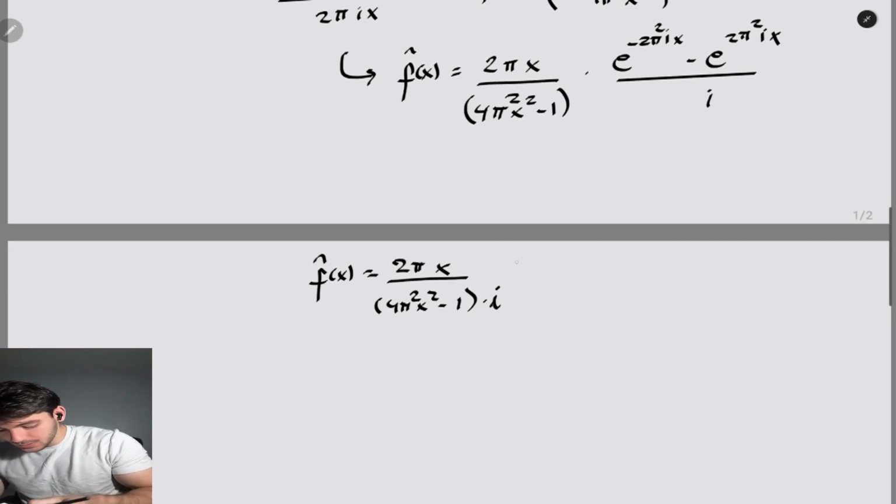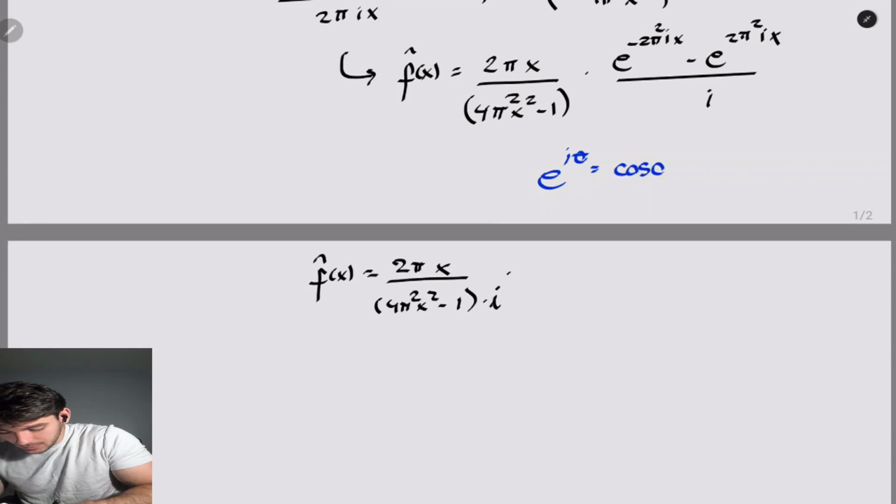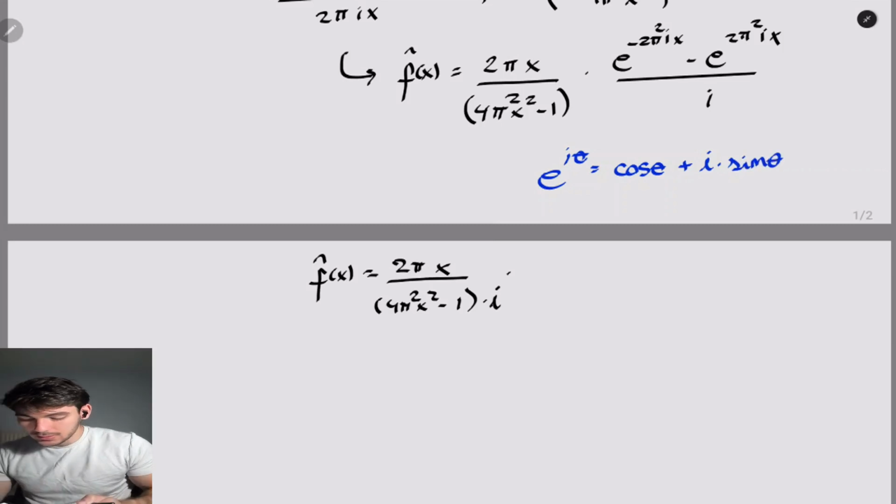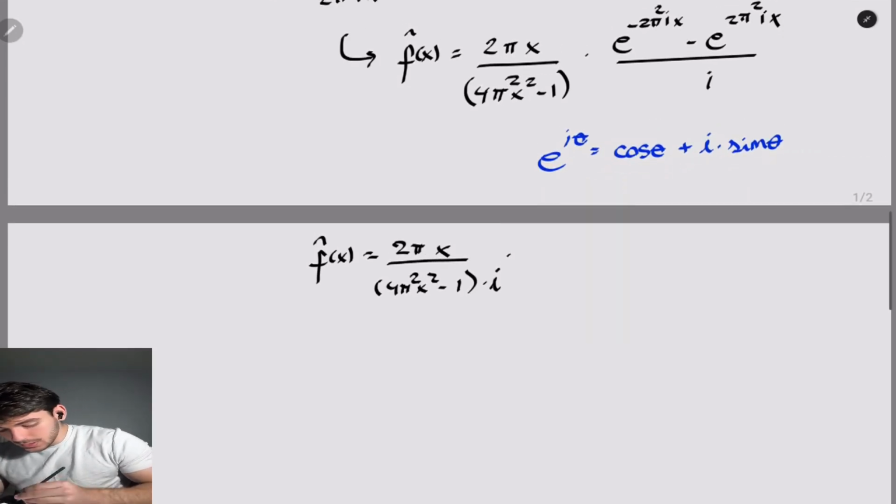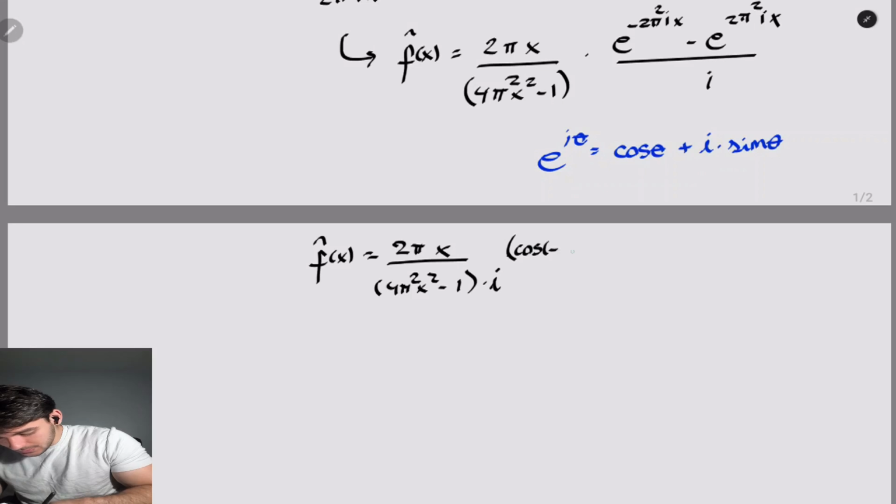And now let's work with the exponentials. So just a quick reminder, exponential of I theta equals cosine of theta plus I times sine of theta. Okay, so let's do it. Here, for the first exponential, it will be cosine of minus 2 pi squared x plus I times sine of minus 2 pi squared x.